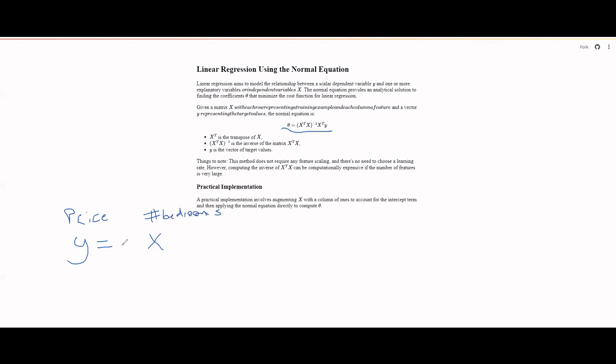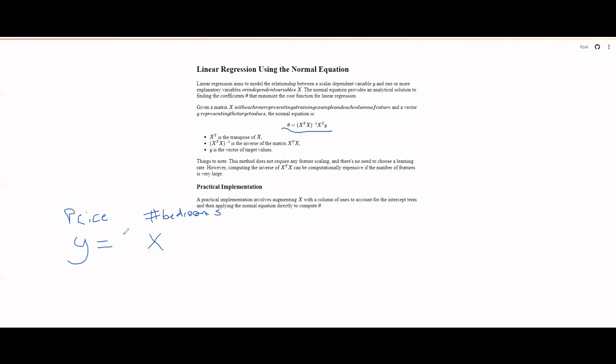So intuitively, the more bedrooms a house has, the more expensive it's going to be. Now we know that in reality, there's not a perfect relationship between number of bedrooms and price. There are other factors such as location, number of bathrooms, stuff like that. But for now, let's just think about a simple world where this is true.